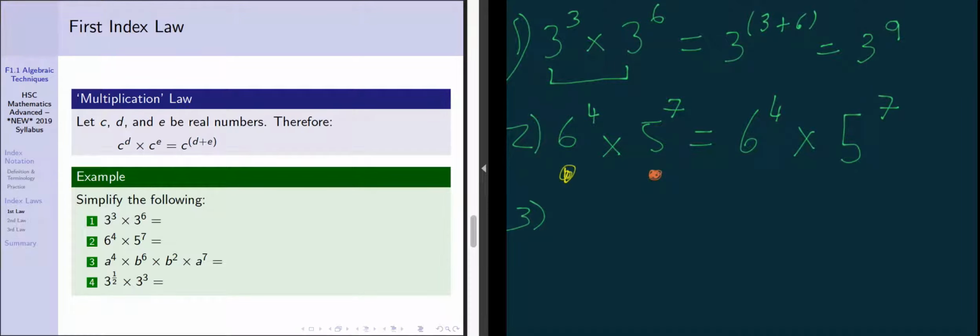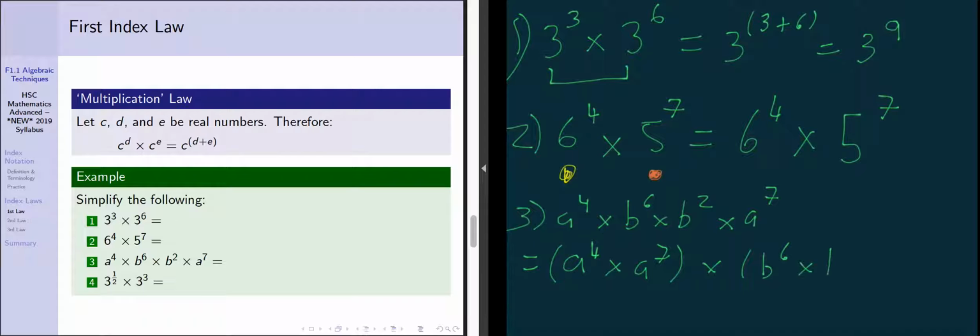Question 3. We have a to the 4 multiplied by b to the 6 times b squared. Notice how when it's raised to the 2 power, I call it squared, and if it's raised to the 3rd power, you can call it cubed. Those are just special names they have for those numbers. For this question, the best thing you could do is collect like terms, so we're basically getting the bases together. So we get a to the 4th power multiplied by a to the 7th, put in parentheses so we can keep track of it, multiplied by parentheses again, b to the 6th power times b squared.